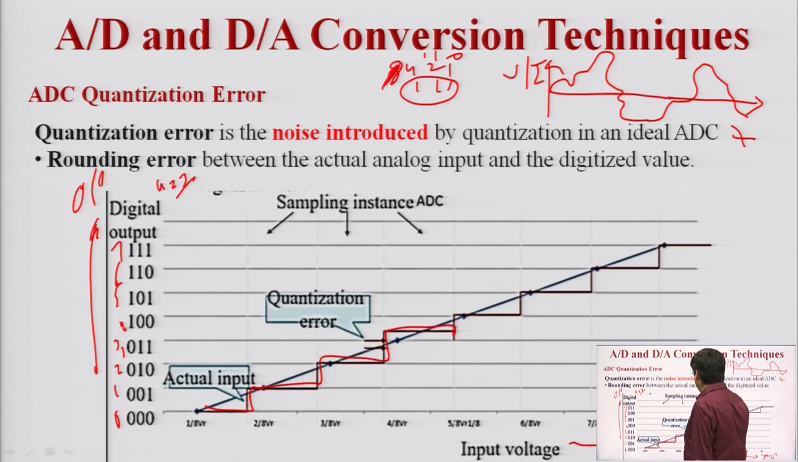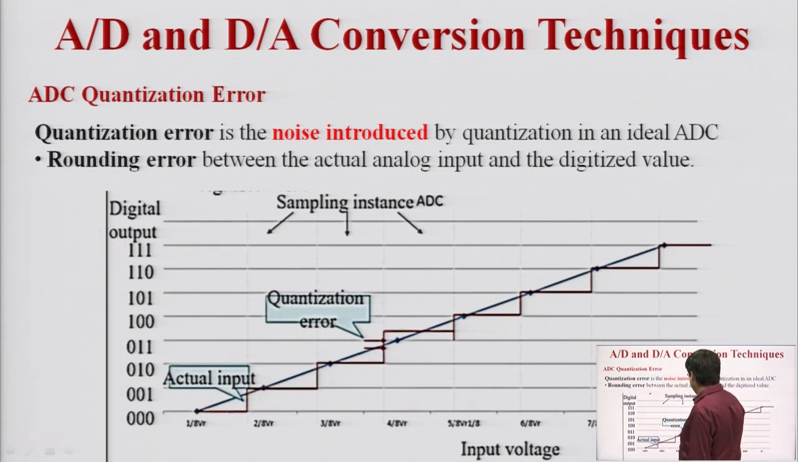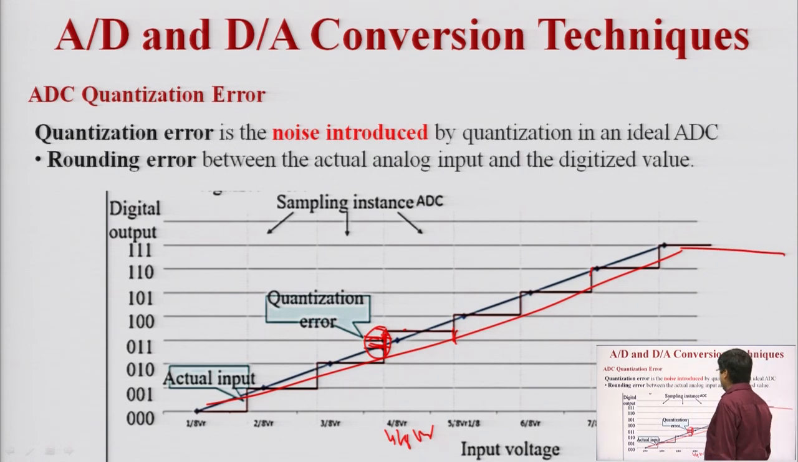This is the actual input, and just a second, I am erasing the things here. So this is the quantization error. This is the actual input. There may be some distortion like this, so we need to round off that value. For two binary values, we need to round off to reduce that quantization error. For example, in the case of an input of 4/8 VR, we can observe this quantization error. It has two values in the digital output, so we need to round off those signals. Once we round off these signals, we can observe a linear waveform.